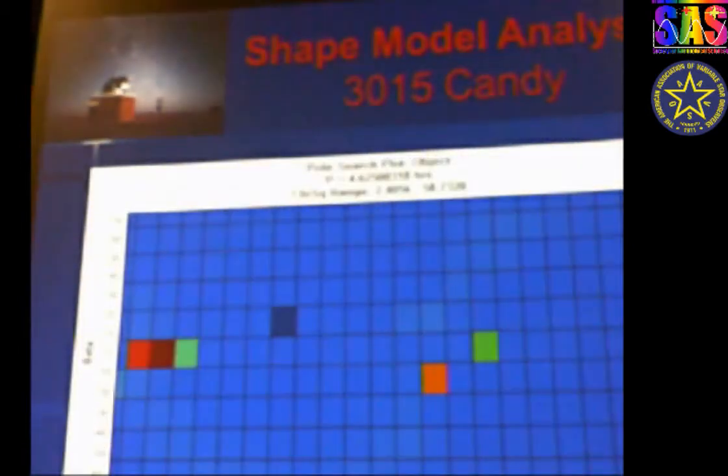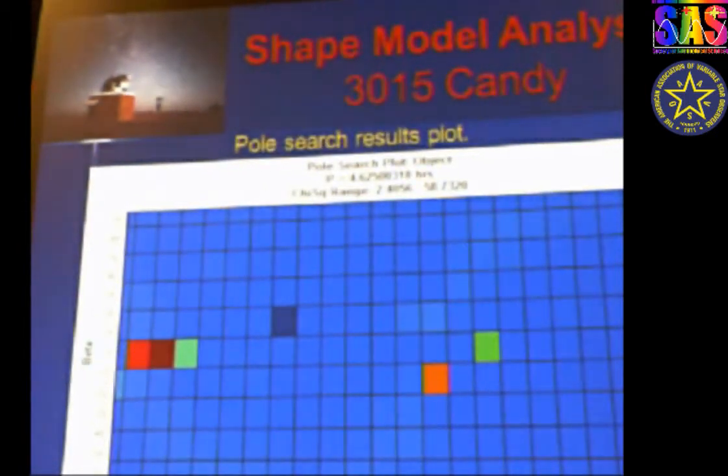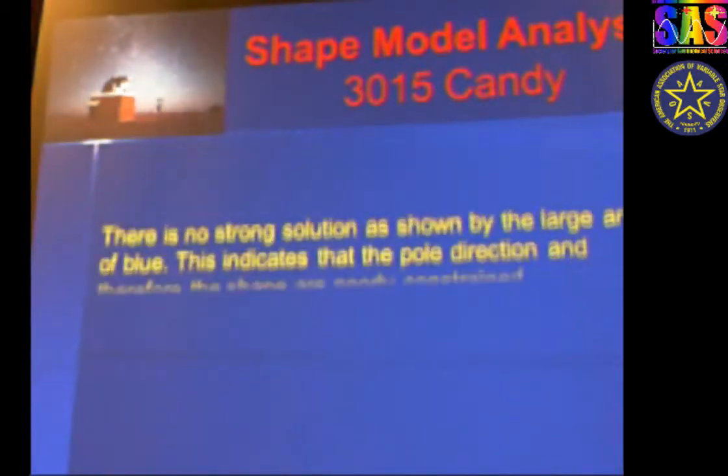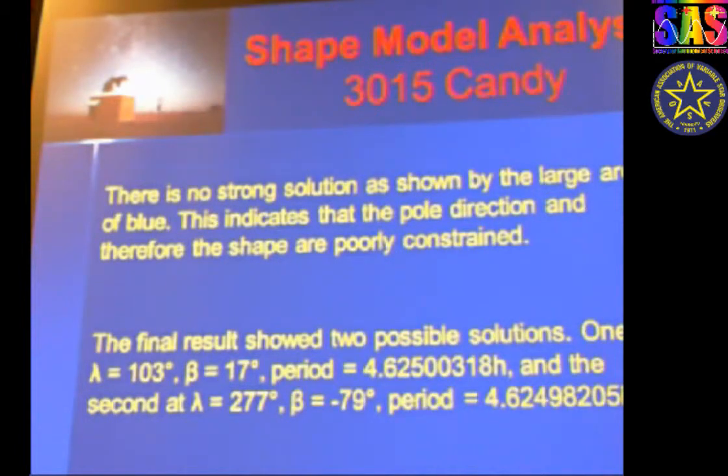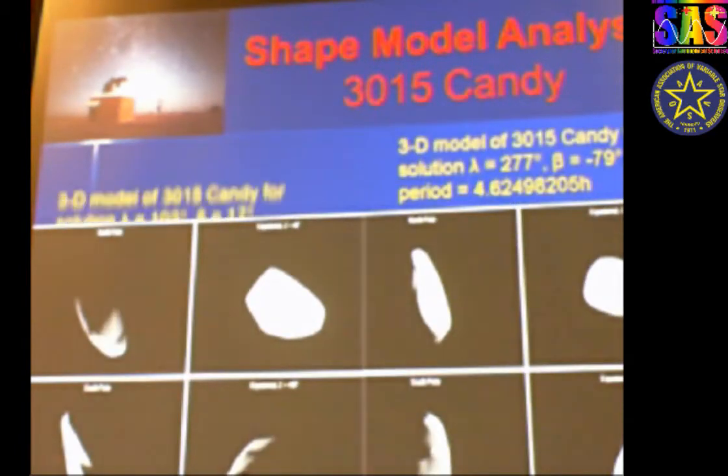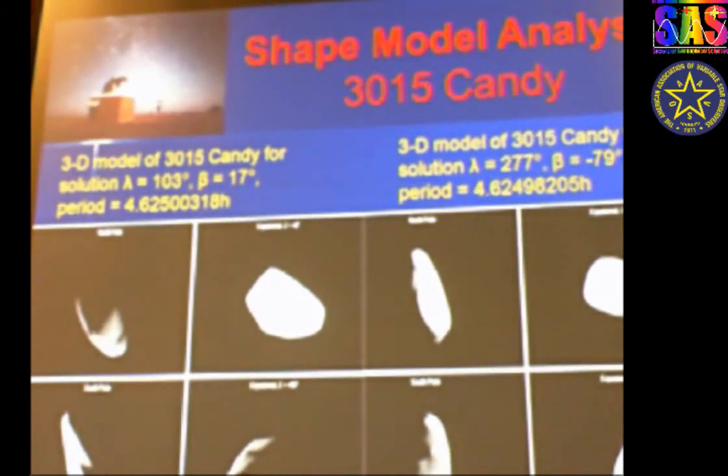So then we turned around and did the pole search. And I thought, oh, fertilizer. It was a real mess. So we have some fun. I went through it anyway, did the data, did the analysis, came up with two possible models that really don't mean a lot.